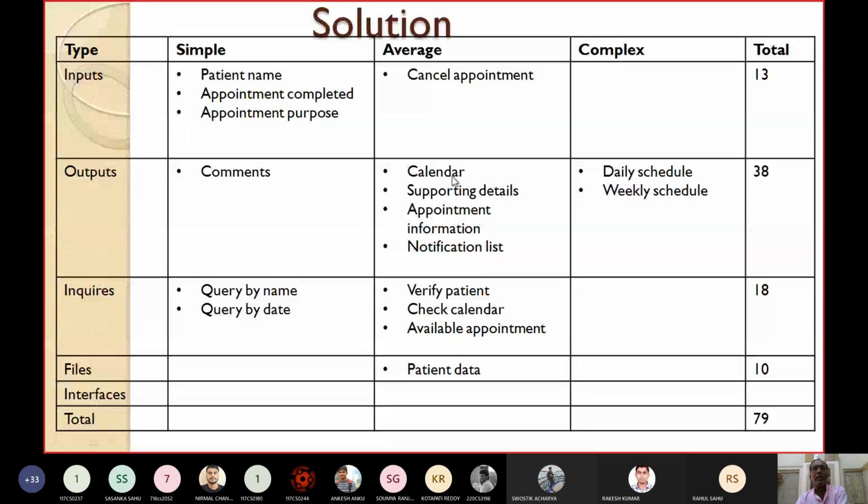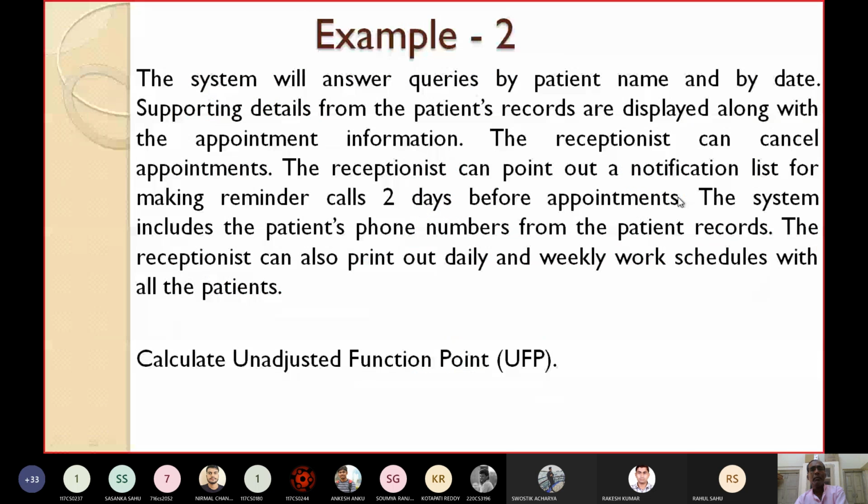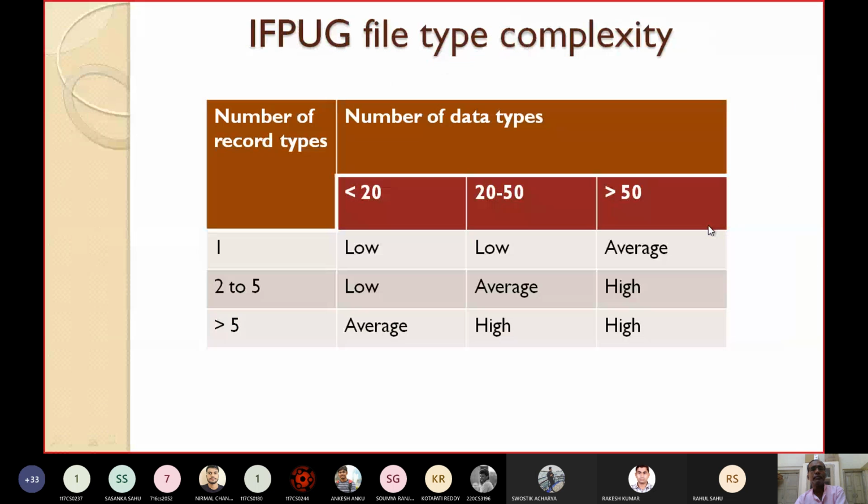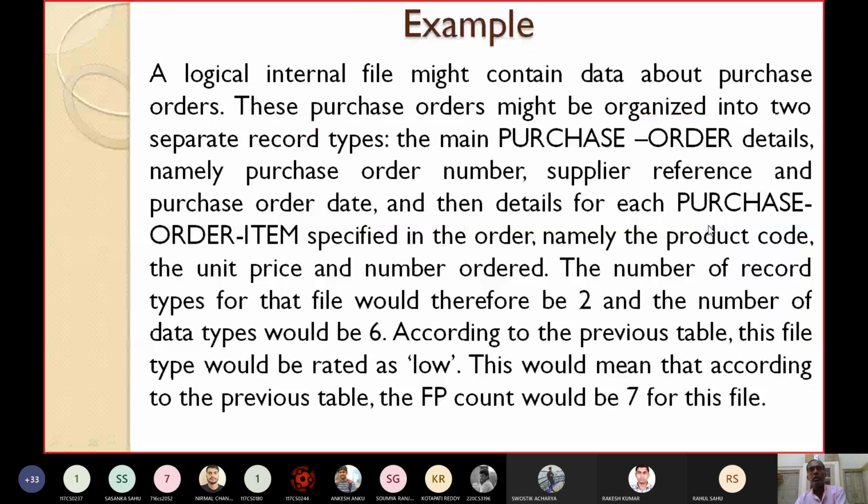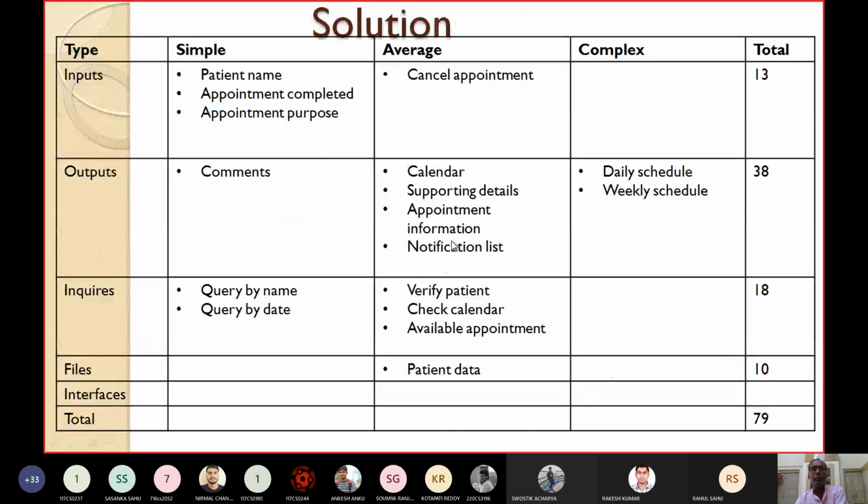But preparing the calendar, supporting details, appointment information, and notification list may be treated as average. But preparing either the daily schedule or the weekly schedule is very much complex. So accordingly, we are given the values. For output, 4, 5, 7. So put the value here, 4, 5, 7. 5 into 4 is 20, plus 4 is 24. And this is 7 into 2, 14. So 24 plus 14 is 38.